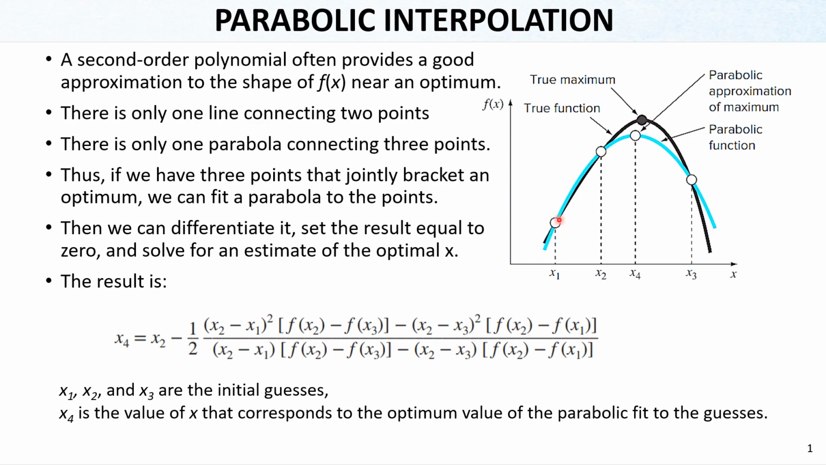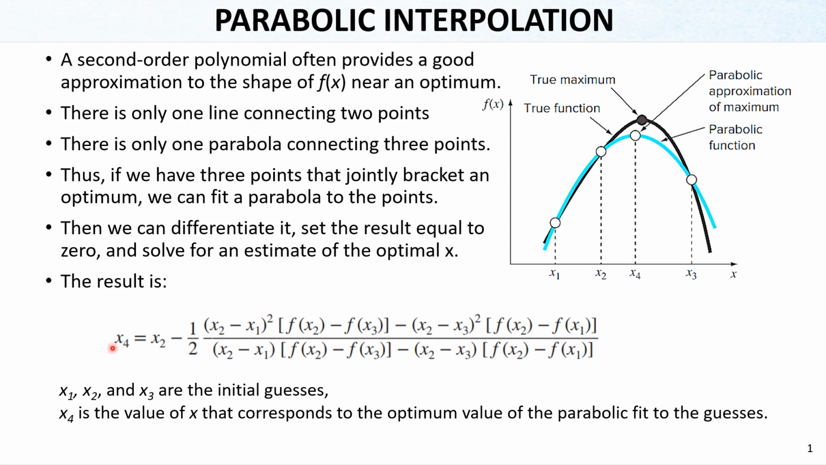Again, we will have 4 points, 1, 2, 3, 4, and we will just draw a parabolic curve in between them to get an estimation of the true maximum. There is only one line connecting 2 points. There is only one parabola connecting 3 points. And thus, if we have 3 points that join the bracket and optimum, we can fit a parabola to the points. That's the basic idea. Then we can differentiate it, set the results equal to 0, and solve for an estimate of optimal x.